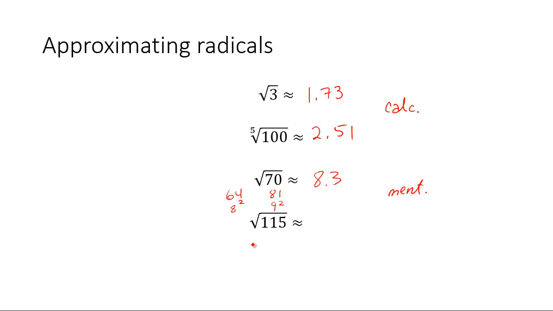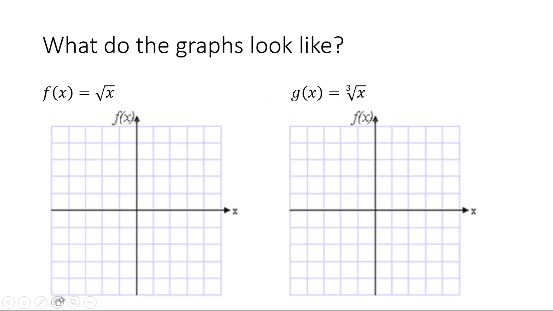So 115 is between, well, 11 squared is 121, and 10 squared is 100. So it's in between there, and it's pretty close in between. So I'd say 10.5. So what do these functions look like when we graph them?